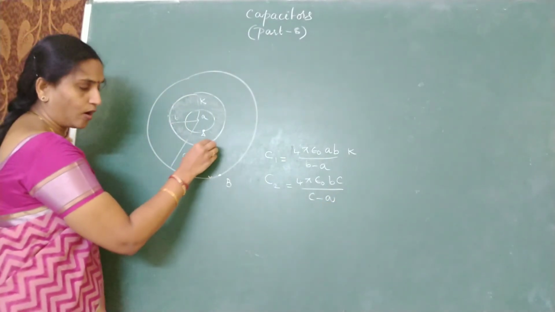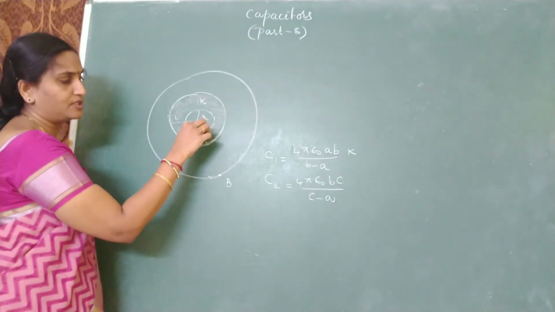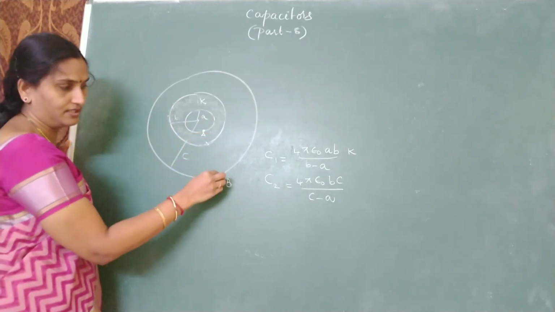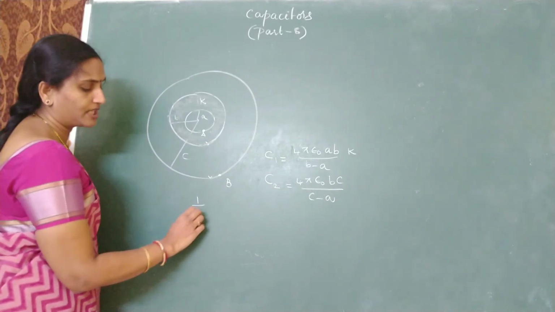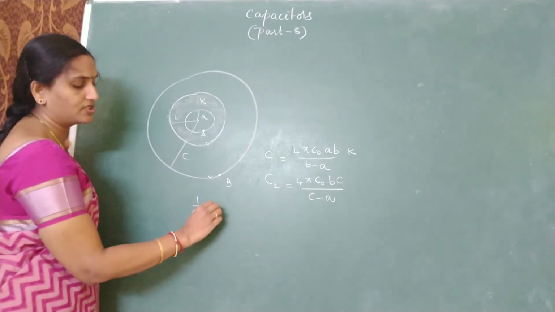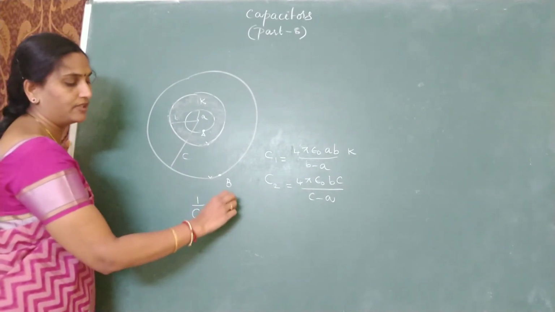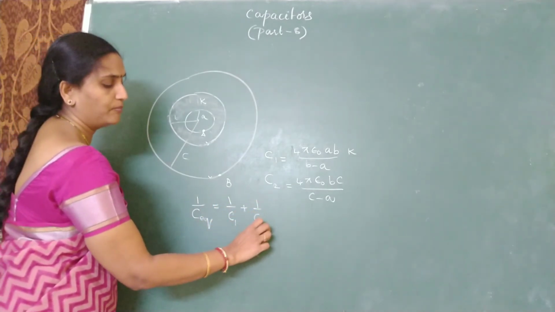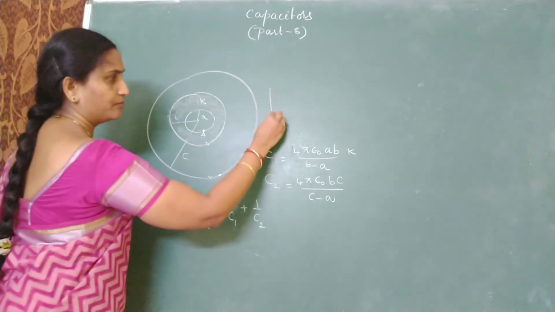Now since this is a common surface, the first capacitor is between A and B, and the second capacitor is between this and this. So we get the equivalent capacitance because they are in series combination. 1 by C equivalent will be 1 by C1 plus 1 by C2. I will show the diagram here.